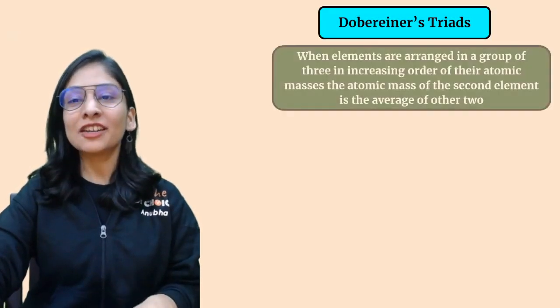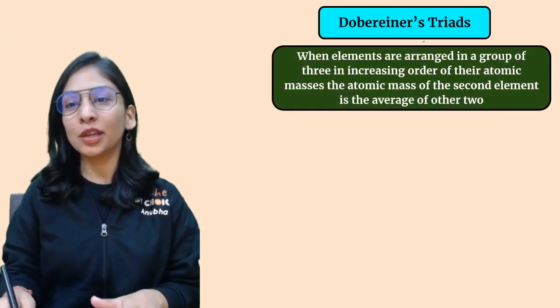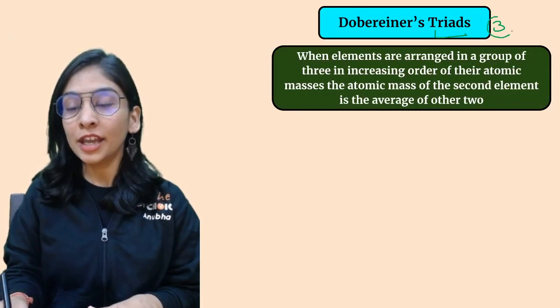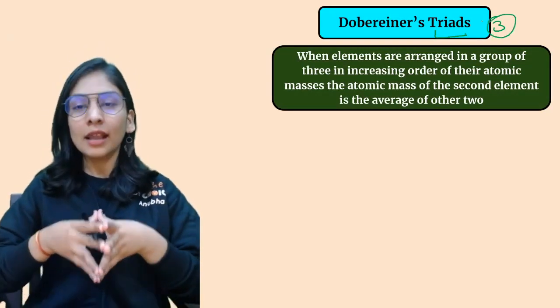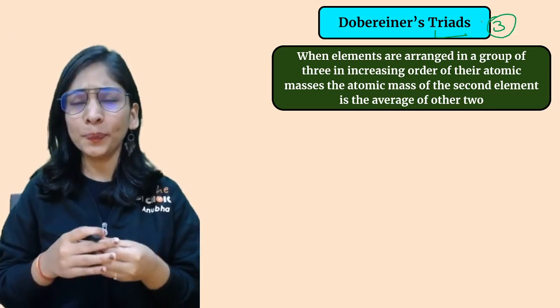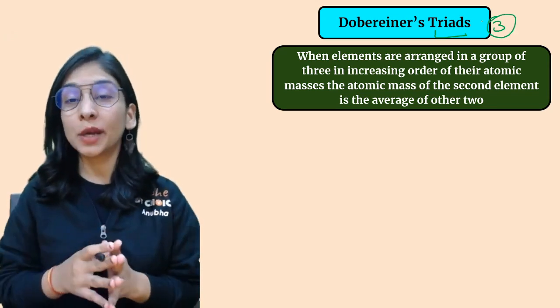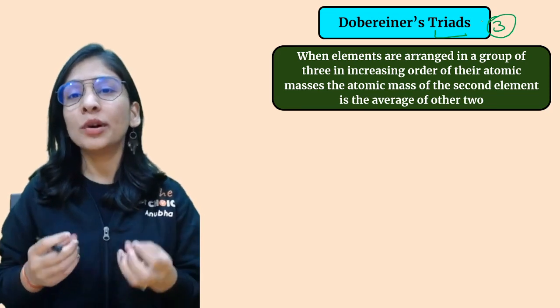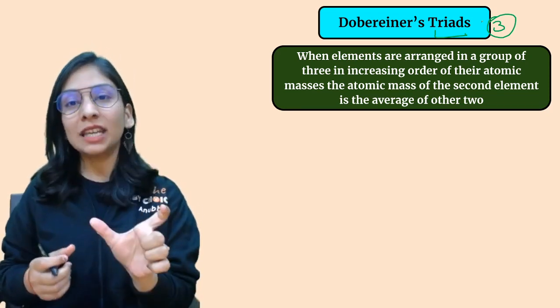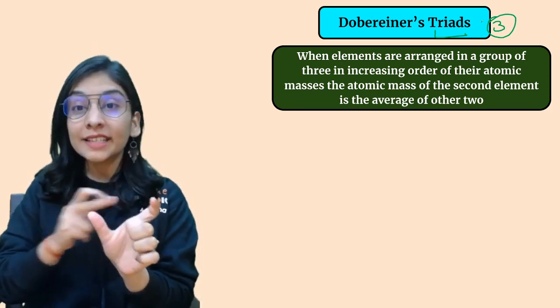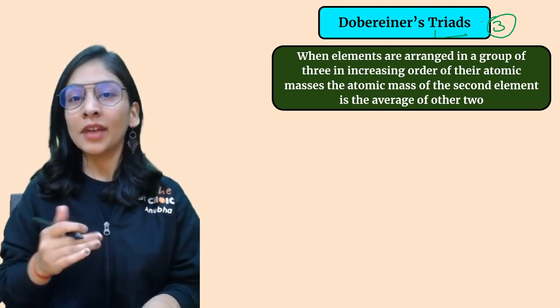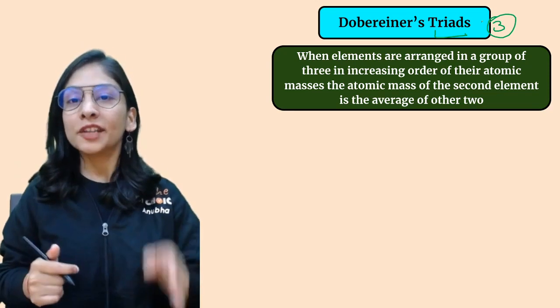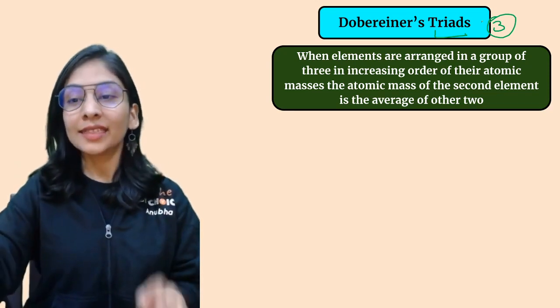Okay, so let's talk about Dobereiner's triads. The name is giving you the answer. Triad means related to three. So what is a Dobereiner triad? Dobereiner was a German scientist, and he said that at his time around 28 to 30 elements were known, and he tried to arrange elements in groups of three in increasing order of atomic mass, in such a way that the middle element has the average property as well as the average mass of the first and third. That's what he said.